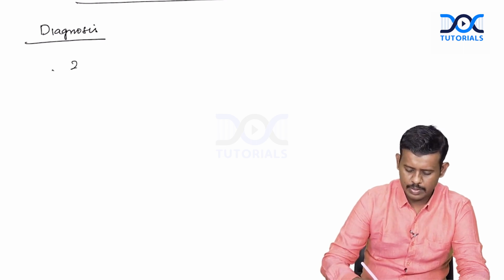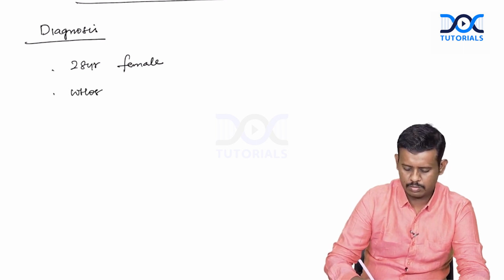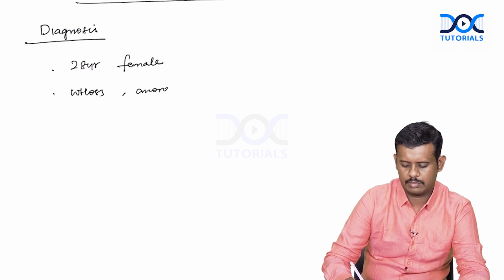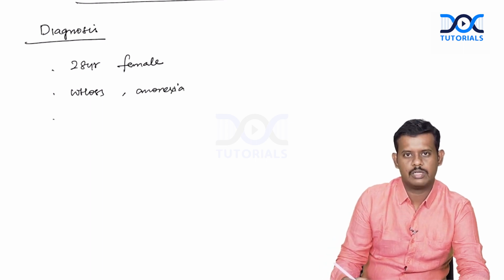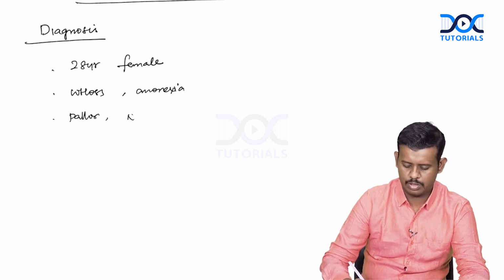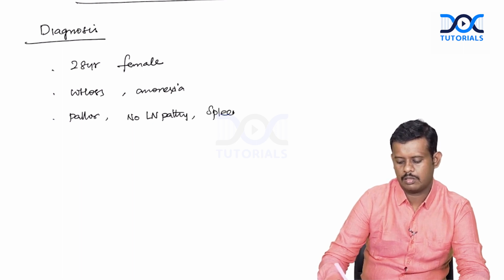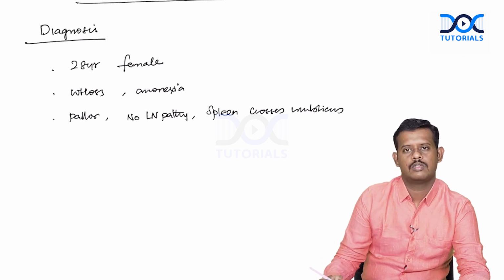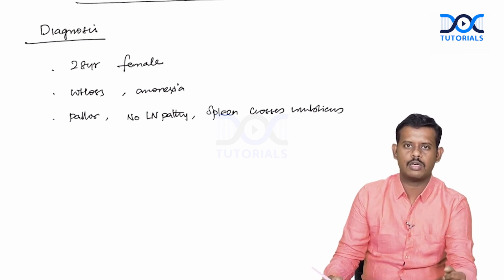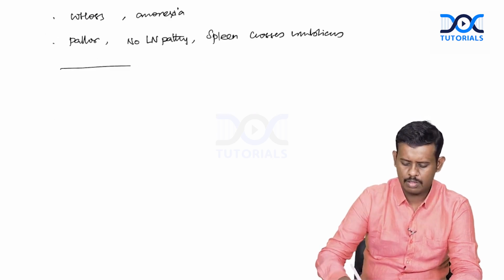First, this is a 28-year-old female who presents to us with weight loss, anorexia, and on examination she has pallor. There is no lymphadenopathy, and the spleen crosses the umbilicus. So with this picture, how do you go on to diagnose a patient with this suspected picture suggestive of CML?